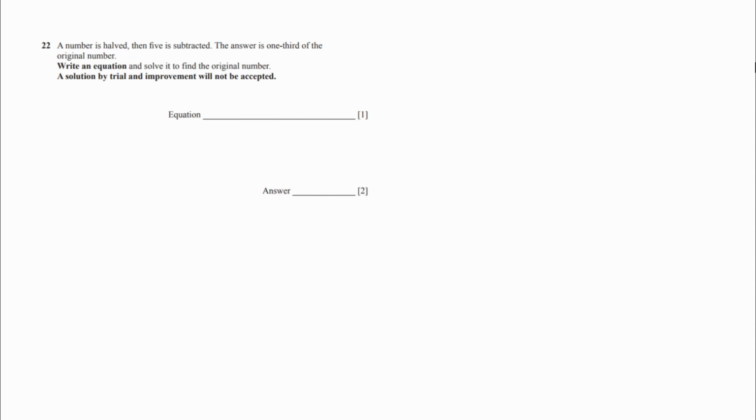Question 22, a number is halved, then 5 is subtracted. The answer is 1/3 of the original number. Write an equation and solve it to find the original number.